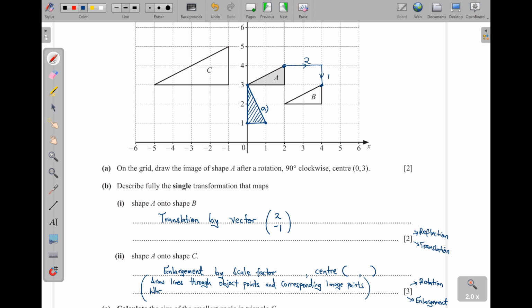Where they meet, where these lines meet, is the center of enlargement.